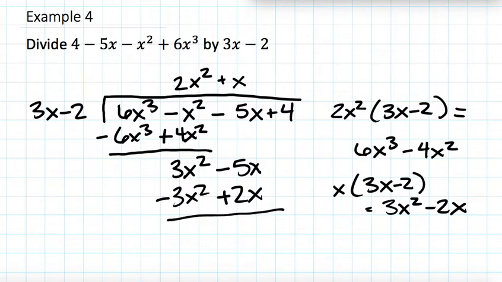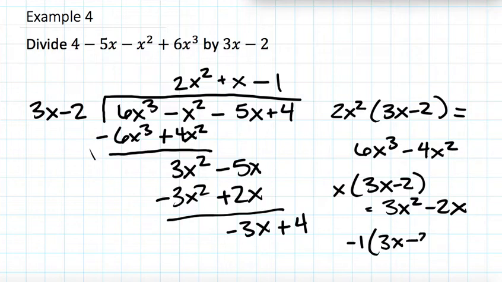X squareds cancel out as they should. Negative 5x plus 2x is negative 3x. And then bring down plus 4. Now, what do I multiply by 3x to get negative 3x? I need to multiply by negative 1. So, negative 1, multiply by what you're dividing by, 3x minus 2, and that's going to give you negative 3x plus 2.